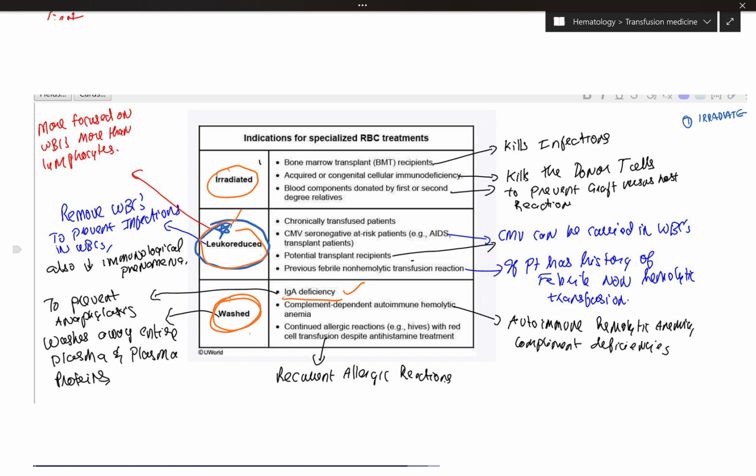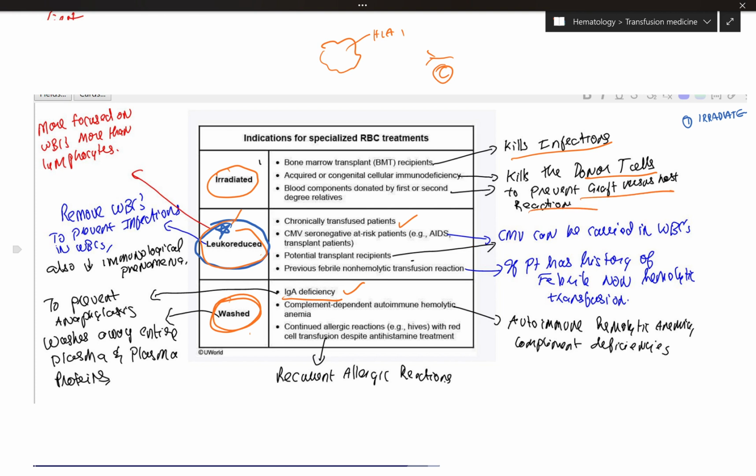Leukoreduced is used when you are chronically transfusing patients. You don't want to give them WBCs because WBCs express HLA class 1 and HLA class 2, and then the recipients will have antibodies waiting, and when it comes in, it can generate an immune response. So you have all these methods to remove WBCs. You can leukoreduce them or you can irradiate it. When you irradiate it, you even kill CMV infection, and it kills donor T cells and prevents graft versus host reaction.